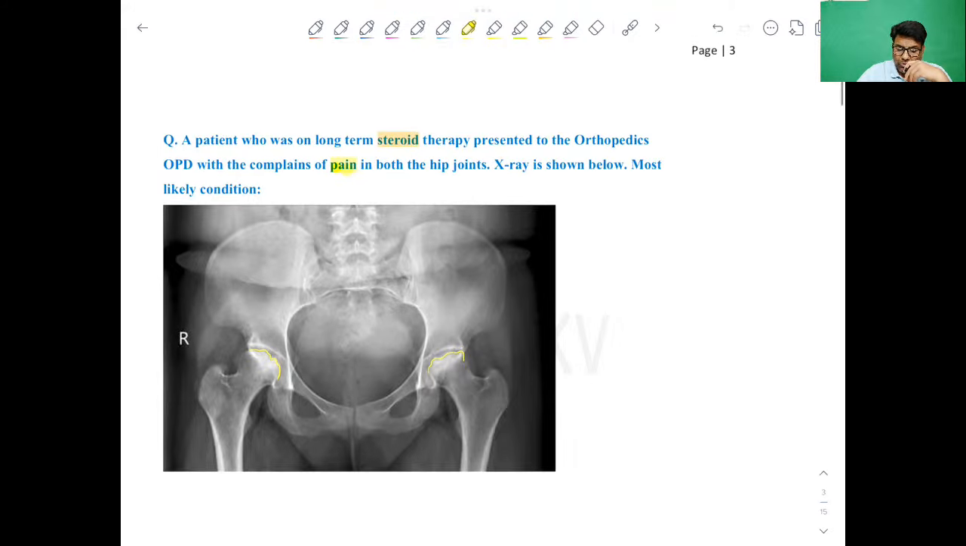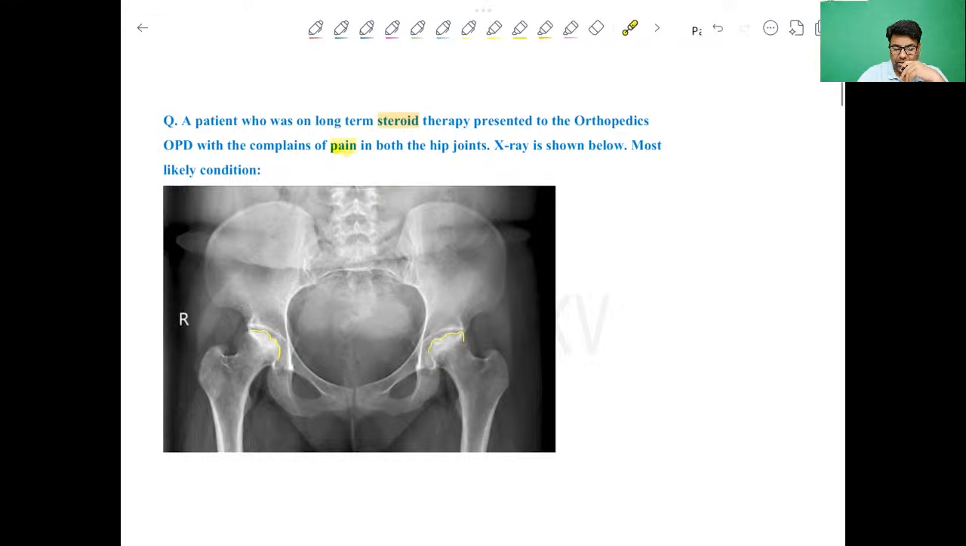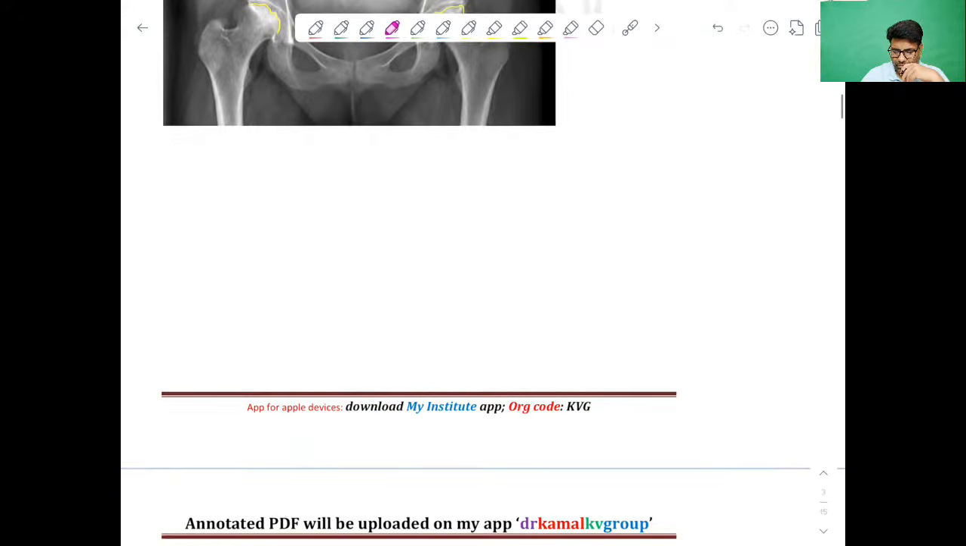So usually when we teach students about avascular necrosis, we always discuss it in terms of fractures, like a fracture through the neck of femur can result in avascular necrosis of the femoral head. But this is a non-traumatic cause of avascular necrosis of the femoral head, where there is a history of prolonged steroid intake, right?